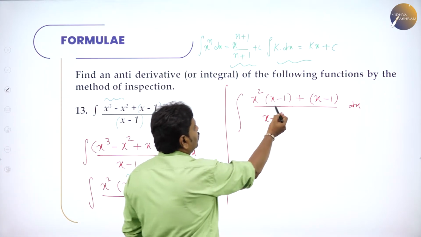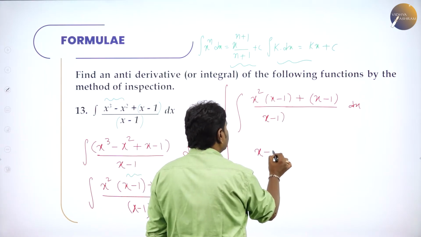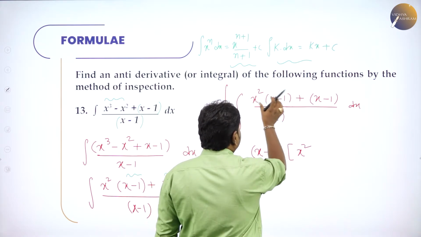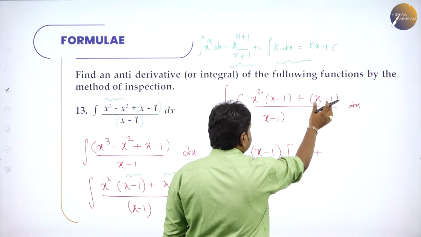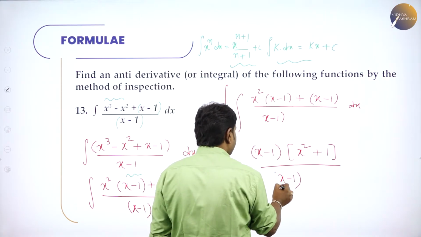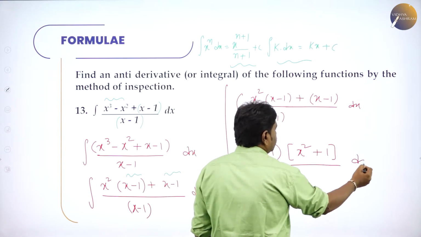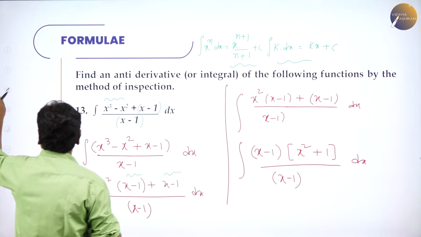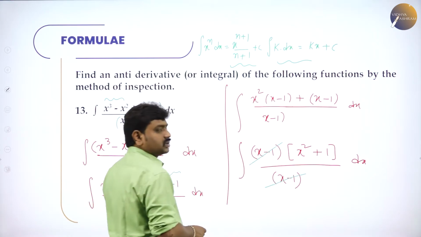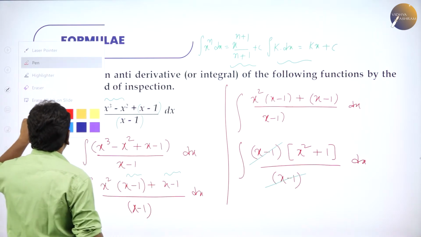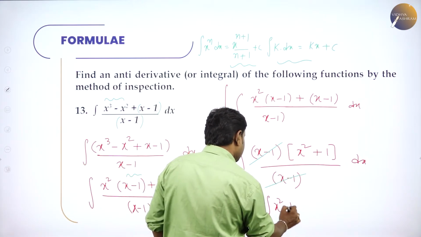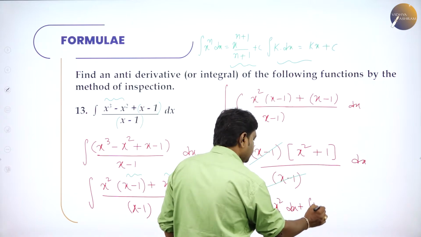So in both of these, what can we take common? If we take x minus 1 common, what is left? x square is left, plus everything else outside becomes 1, divided by x minus 1, dx. Now you can cancel this. You can cancel this and this. Again you are left with what? x square. So integration of x square dx plus integration of 1 dx.